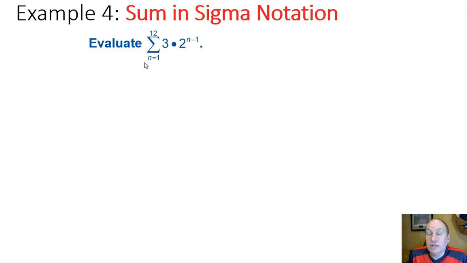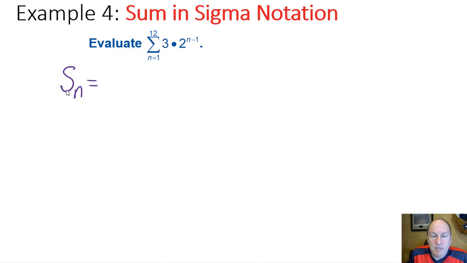So let's look at sigma notation, which I introduced in the last screencast. We're going to evaluate the sum of the geometric series that goes from terms 1 through 12, and the series is 3 times 2 to the n minus 1. So one method is to list all 12 terms and add them together. But a faster method is to use the sum formula.